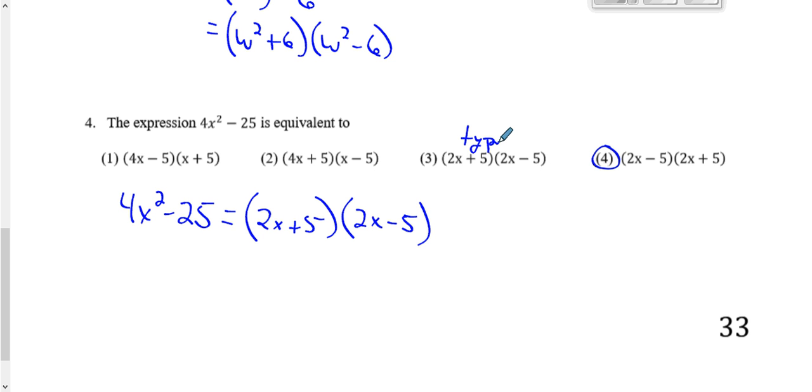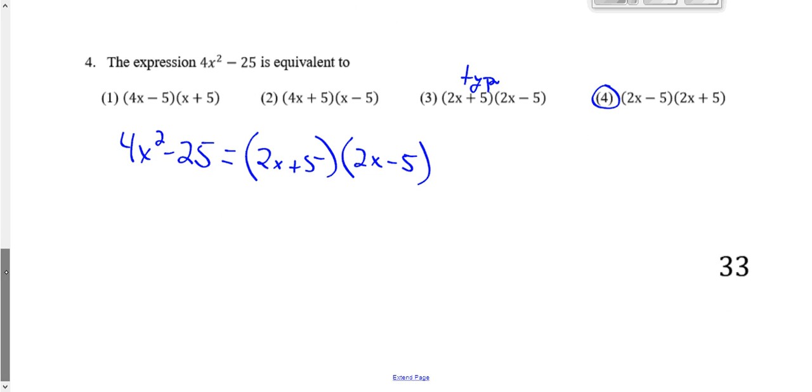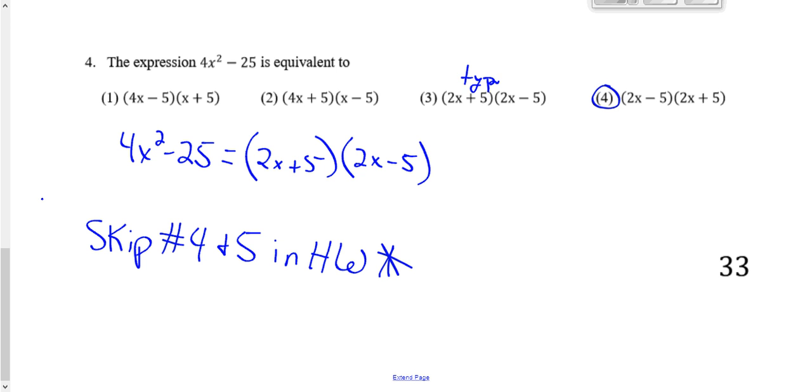Anyway. Gonna get the hang of it now? So you know how to factor difference of 2 squares, but you should always look for a what? GCF first. I don't know that there'll be any in this homework, but in the next section, I think there'll be some more of those when we pull out a GCF first. Guys, I'm gonna have you skip numbers 4 and 5 in the homework, okay? There we have it.